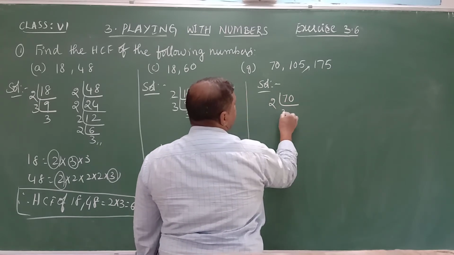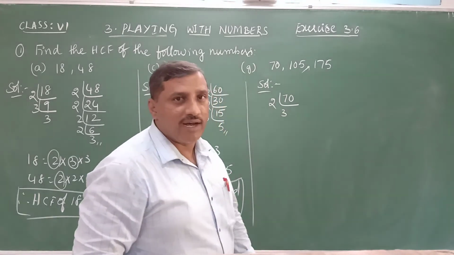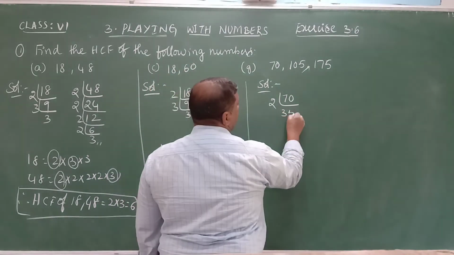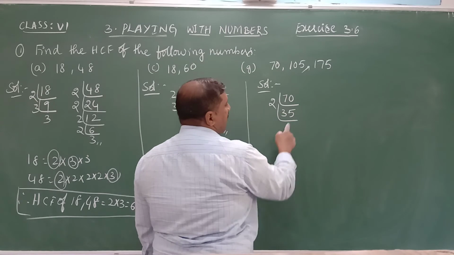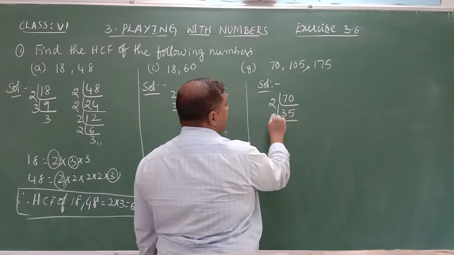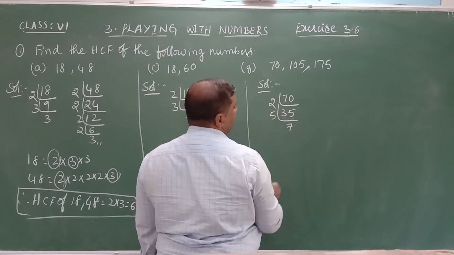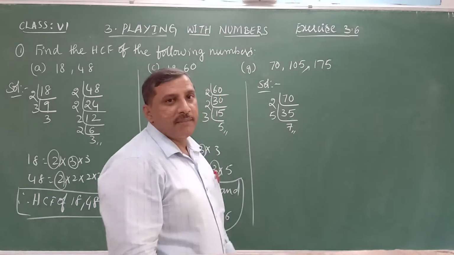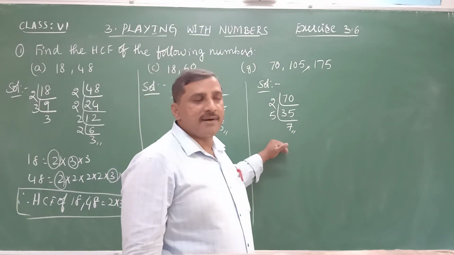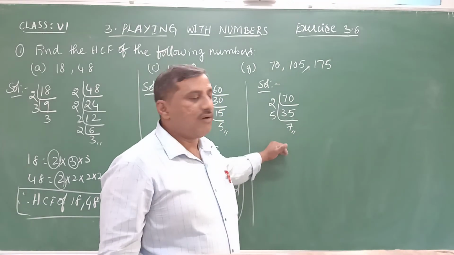2 3s are 6. 7 minus 6, 1. Bring 0, 10. 2 5s are 10. Now here we have 5 in the units place. 5 7s are 35. So 7 is a prime number and the last number is a prime number. So our prime factorization is over.